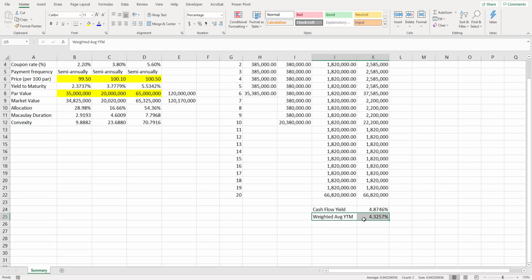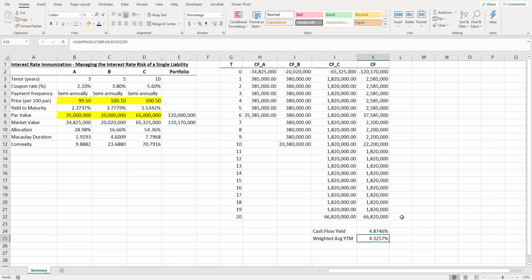So if we were to take a weighted average YTM using the market value, then it will actually introduce a bias, or it will introduce a model risk to the portfolio. So that's one observation to keep in mind. Of course, if the yield curve is downward sloping, that means the yields are declining. Then you will see that the cash flow yield will be lower than the weighted average YTM. So that's something that we can observe through that.